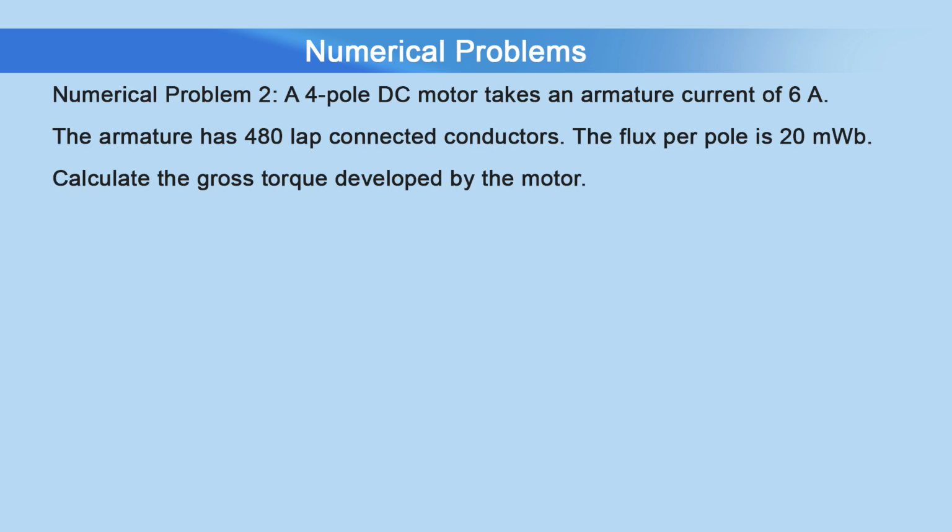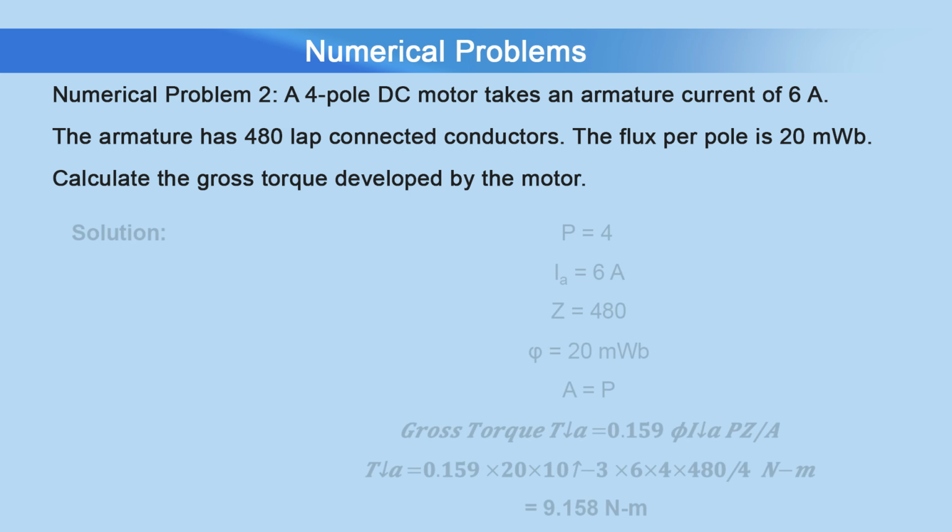Now we will see numerical problem number 2, which is based on the torque equation. The first problem is pretty easy, but this problem is a bit more difficult. A 4-pole DC motor takes an armature current of 6 ampere. The armature has 480 lap connected conductors. The flux per pole is 20 milliweber. Calculate the gross torque developed by the motor.